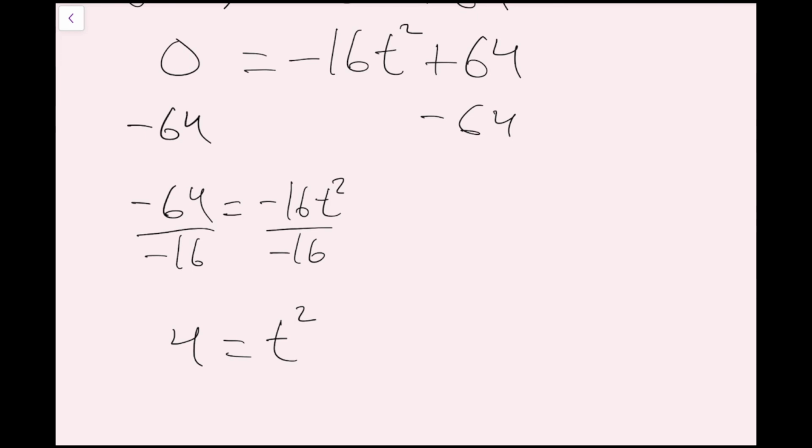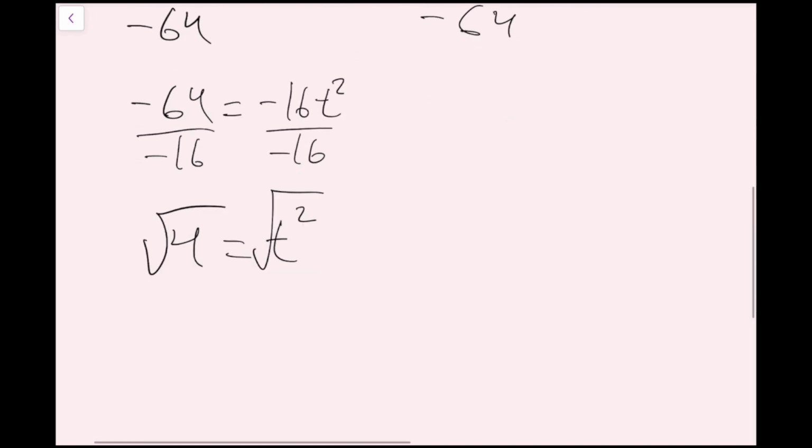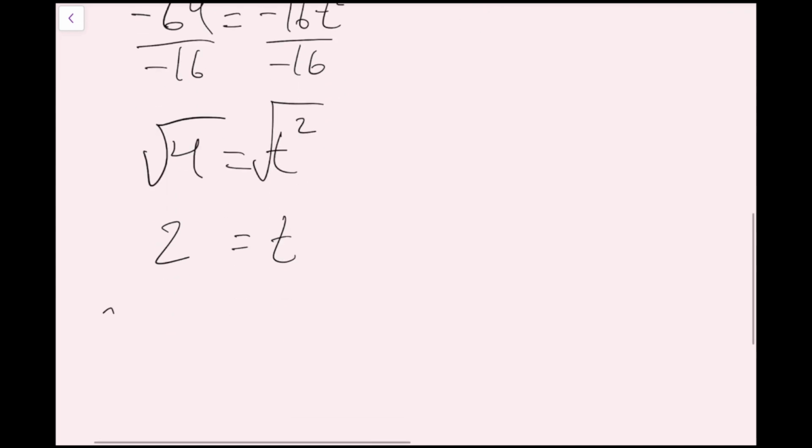But you actually only need to take the positive square root here, because if I take the negative square root of 4, that's going to give me a negative time, which would technically be going back in time, which isn't really realistic. So I'm just going to take the positive square root of both sides here. And I get t equals 2, and that's seconds. So we know that for part A, our answer is 2 seconds. It takes 2 seconds for the egg to hit the ground.